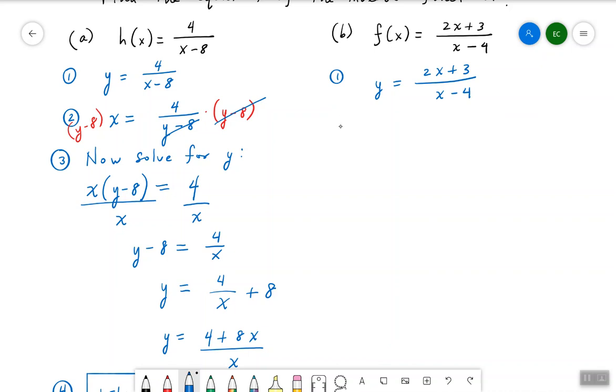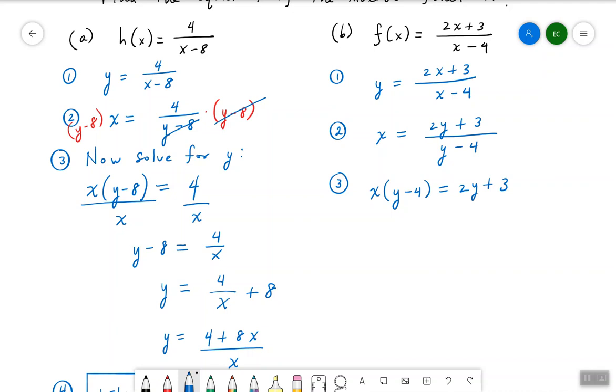Okay, so step 2 is to go ahead and switch x and y. So where we see y, we put x, and where we see x, we're going to write y. x equals 2y plus 3 over y minus 4. And then we can go ahead and solve for y. We can multiply both sides by y minus 4, and we'll have x times y minus 4 is equal to 2y plus 3.